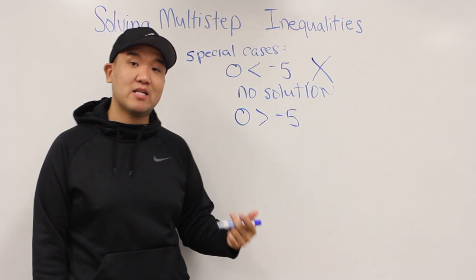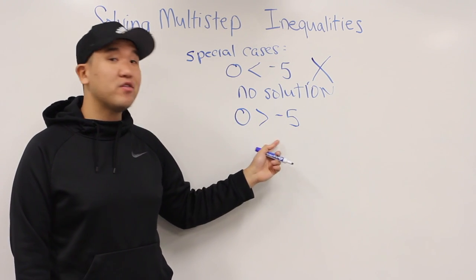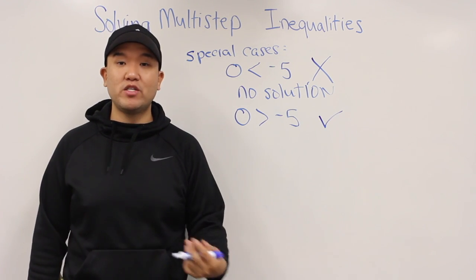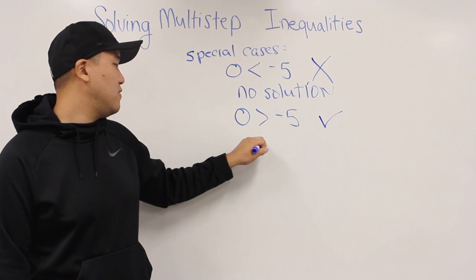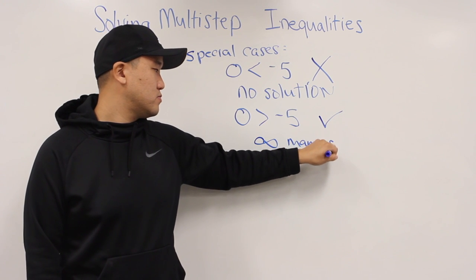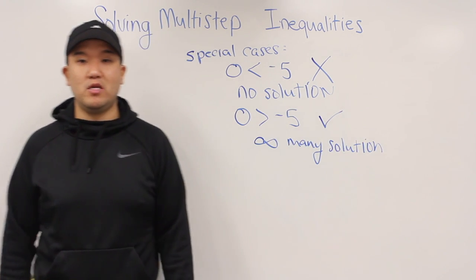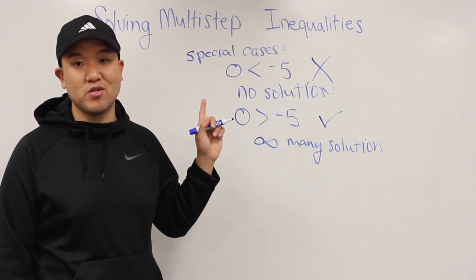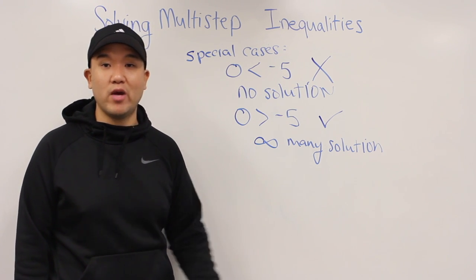What happens if we get something like this? Remember, the variables need to cancel out in order to have a special case. So what happens if we get 0 is greater than -5? Is that true? Yes. That is always true. 0 will always be greater than -5, so we have infinitely many solutions. Okay, once again, this is when the variables cancel out, then we have to look at special cases. Just because the variables cancel out does not mean that you did something incorrect.